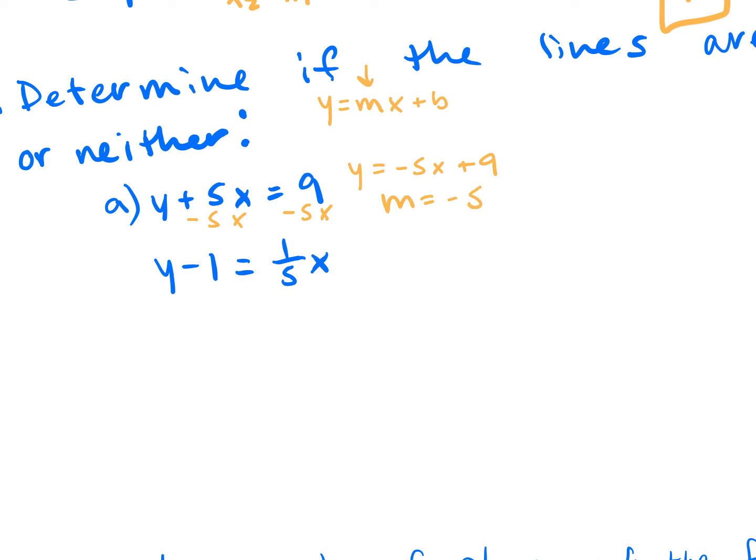And then similarly, in the next equation, I'm going to add 1 to the other side. So here I have y equals 1/5 x plus 1. So my slope here is that 1/5. So -5 and 1/5 would be opposite reciprocals. So these are perpendicular.